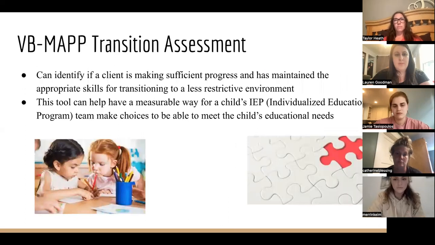VB-MAPP transition assessment: you can identify if the client is making sufficient progress and has maintained the appropriate skills for transitioning to a less restrictive environment. This tool can provide a measurable way for a child's IEP, which is the Individualized Education Program, team to make choices to be able to meet the child's educational needs.